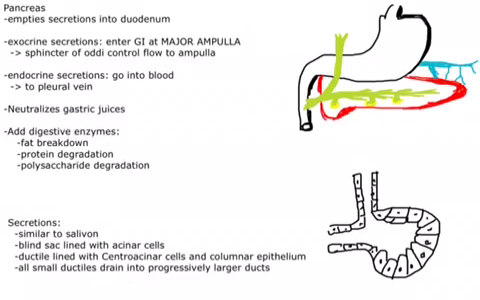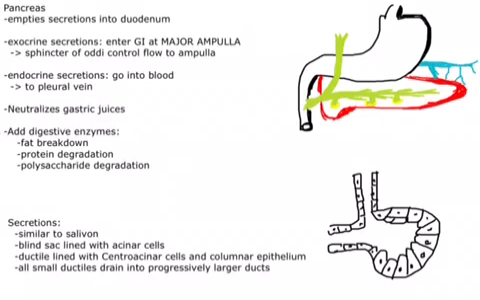So the major goal of the pancreas is to neutralize gastric juices, and also to add digestive enzymes for fat breakdown, protein degradation, polysaccharide degradation, and others, but we're mostly going to focus on the fat, protein, and polysaccharides. We're not going to go into the others, but there are other things that the pancreas does break down.